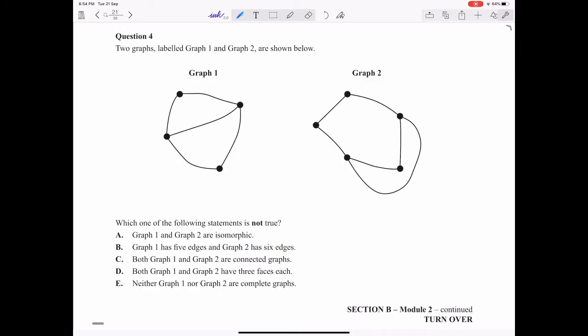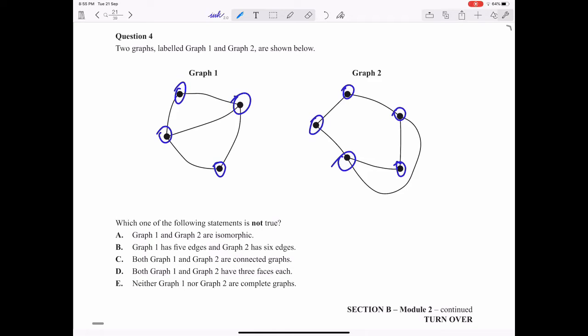Question 4. Two graphs labeled graph 1 and graph 2 are shown below. Which one of the following statements is not true? Graph 1 and graph 2 are isomorphic. So to find whether graphs are isomorphic, basically you calculate the degrees of the vertices. But in this case, we can already see that this graph has 1, 2, 3, 4 vertices, and this graph has 1, 2, 3, 4, 5 vertices. Isomorphic basically means they're the same graph, just drawn differently.